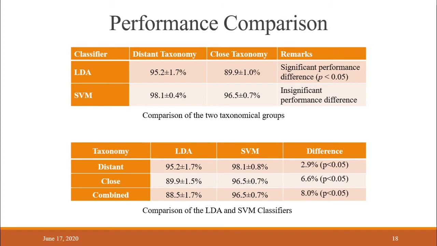A performance comparison shows that the LDA showed a significant performance difference for classifying the distant taxonomy and the closed taxonomy motion classes, while the performance difference for the SVM was insignificant. A comparison of the SVM and LDA classifiers shows that the SVM performed significantly better than the LDA. The performance difference is more significant for the closed taxonomy group and also for the combined classes.